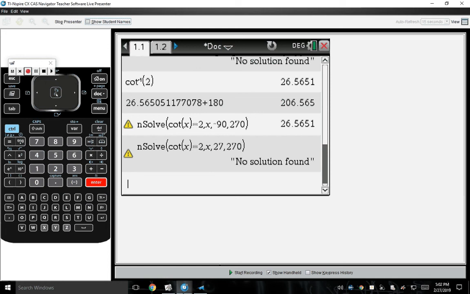And I believe a big reason that it's not calculating that solution is the fact that you have vertical asymptotes with tangent. So there are breaks in that graph. It's not a continuous function like cosine and sine. That's why it doesn't work with these, and it's saying no solution found, even though we know that there did exist one that was 206.